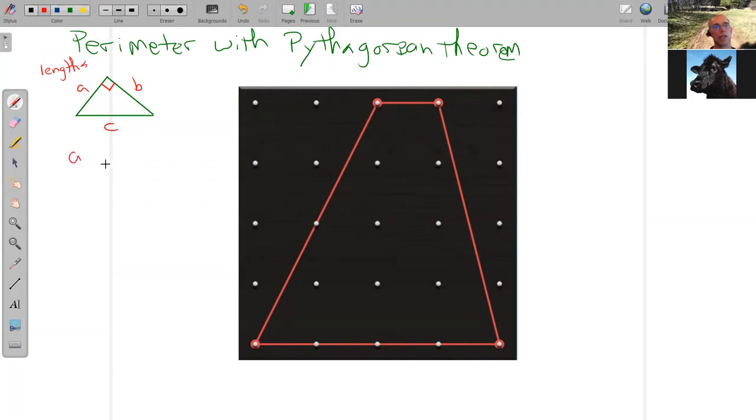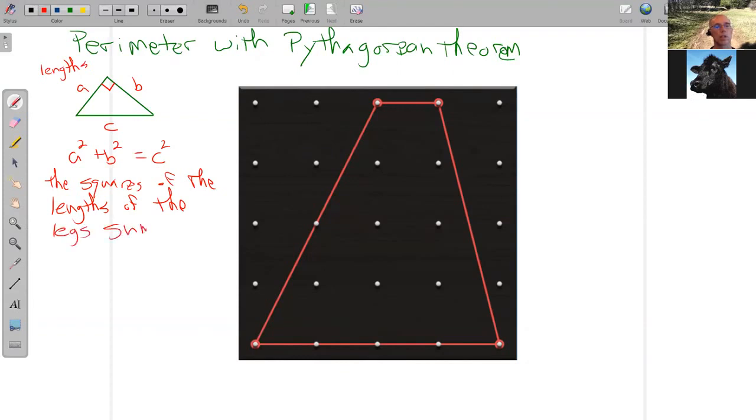Pythagorean theorem says that if you take each leg and measure them, and then you square those measurements and add them up, that's always going to be equal to the length of the long side. Okay. So in words, the squares of the lengths of the legs sum to the same value as the square of the long side.